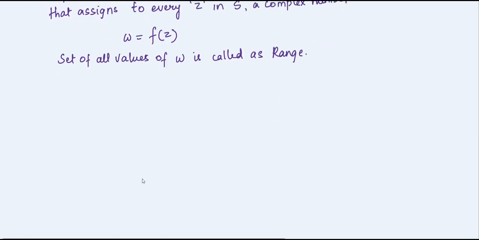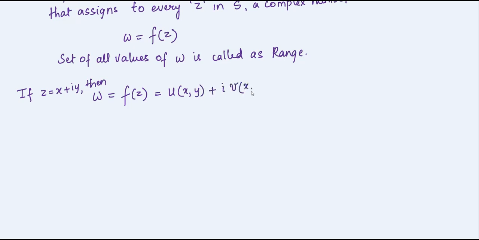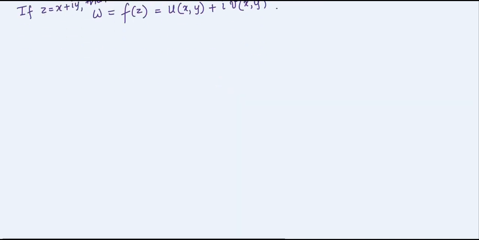So now W, which is f of z, will have its components. Now if z is equal to x plus iy, then W equals f of z will be a function u plus iv, where u is a function of x and y and v is also a function of x and y. Okay, now very important.